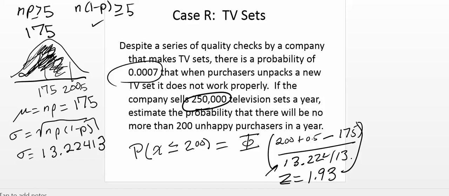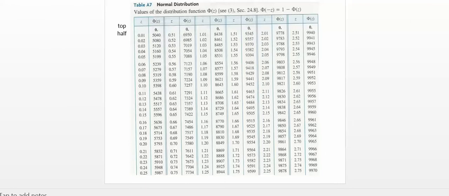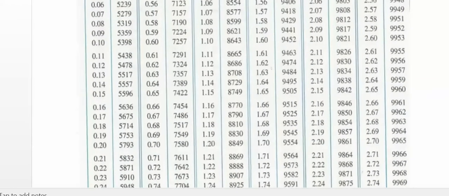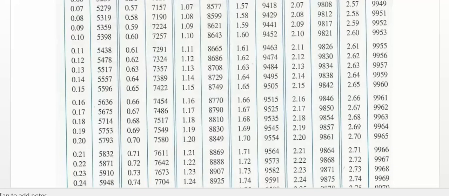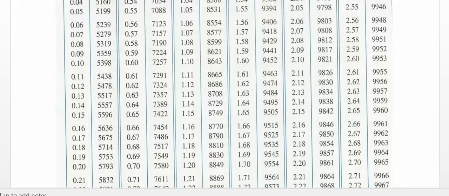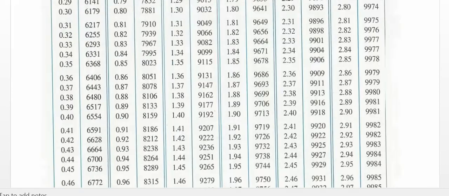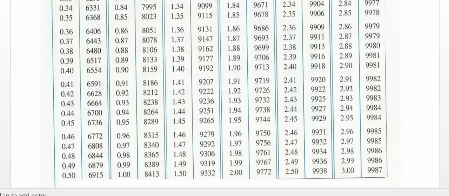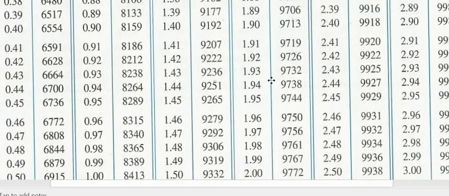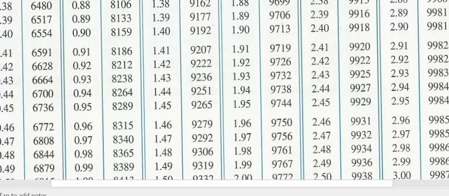Now that I have our z, we need to find the phi of 1.93. We can do that using the tables. Do we have 1.93? Not quite. I need the bottom half. So looking for 1.93, I found it. 1.93, and phi is 0.9732.